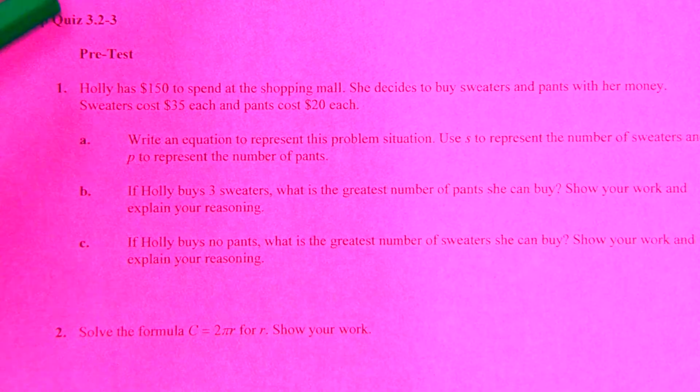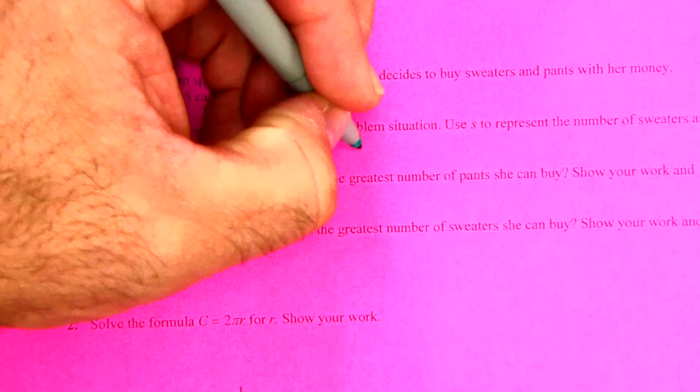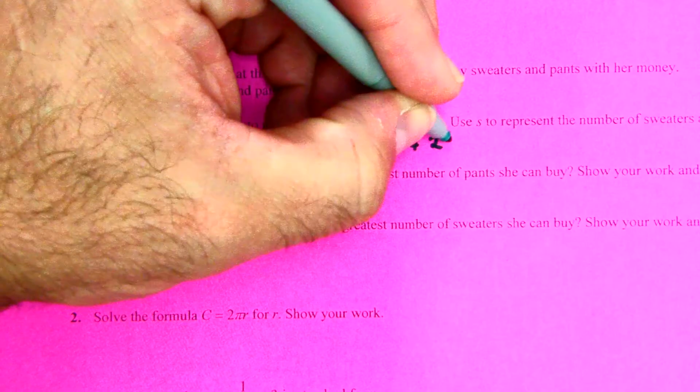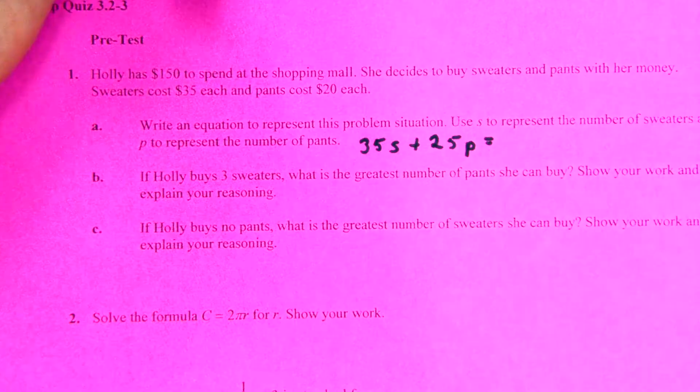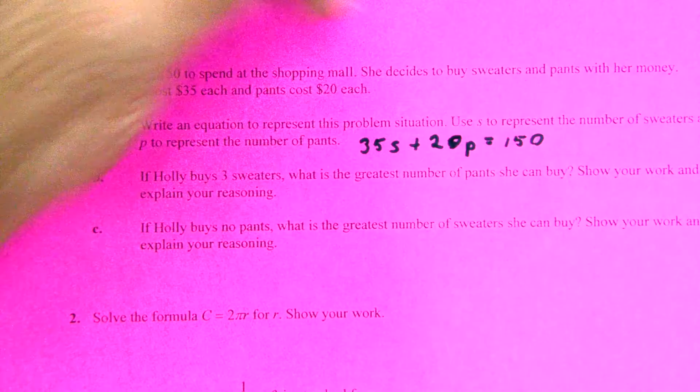All right, so it says Holly has a sweater. She spends $150 at the shopping mall. It's $35 per sweater and $20 for pants. Most people got this right. 35S plus 25P, or 20P, I'm sorry, equals 150. And that would be correct.